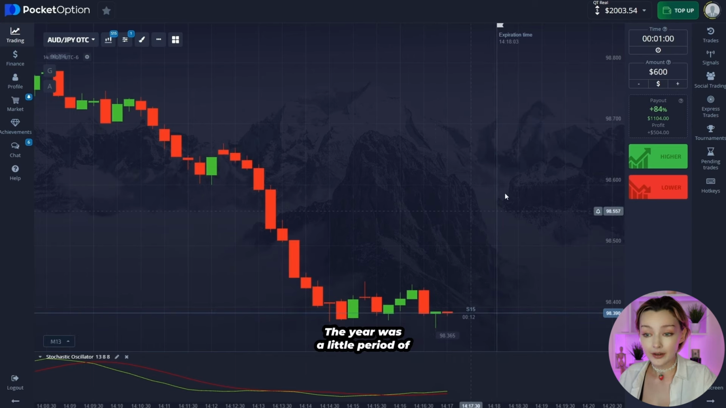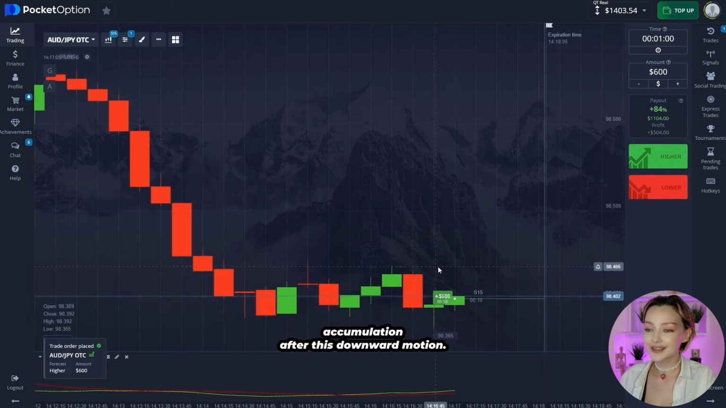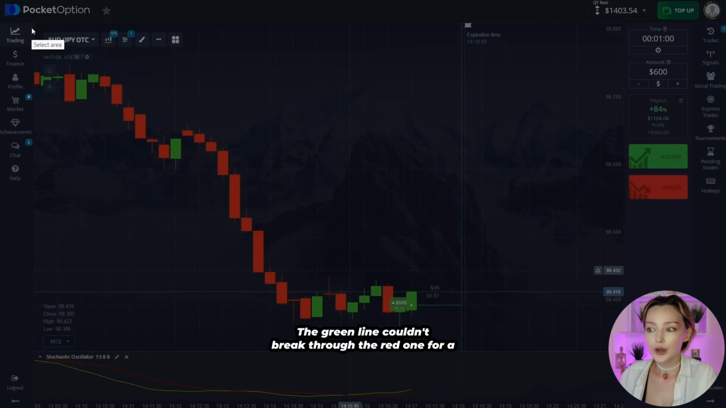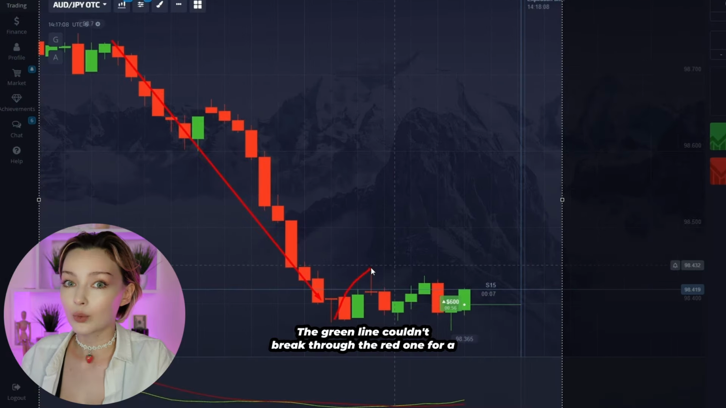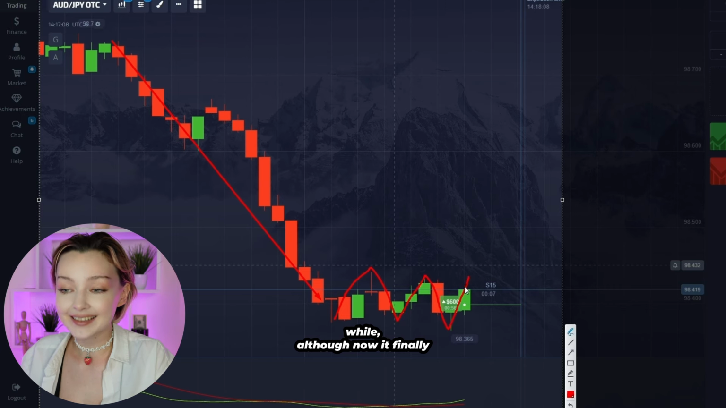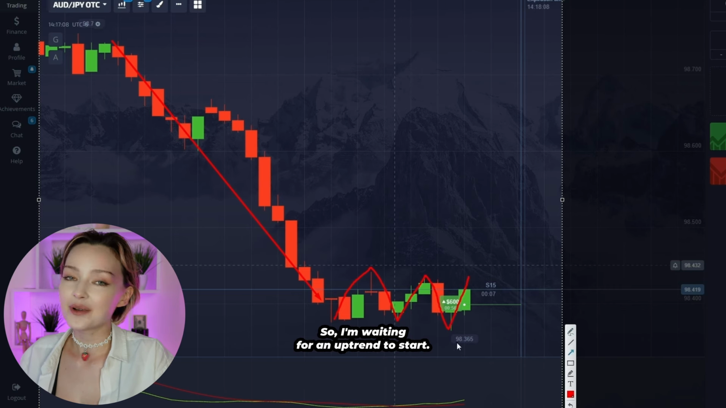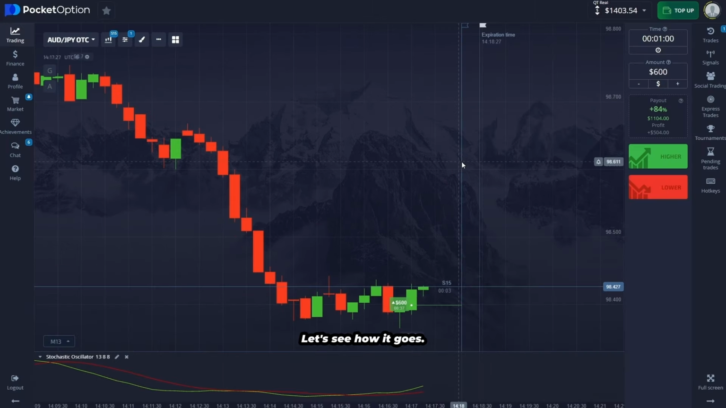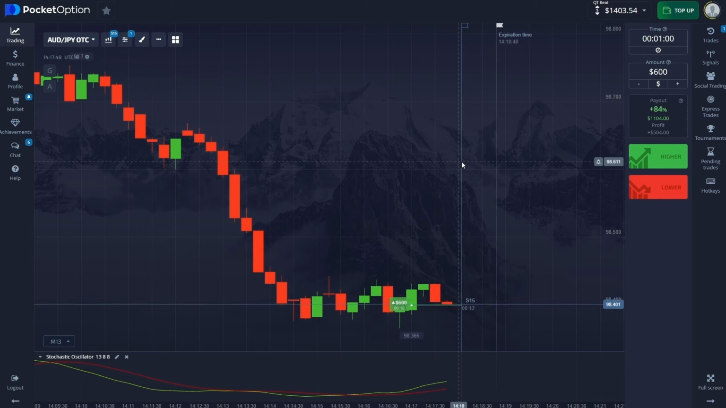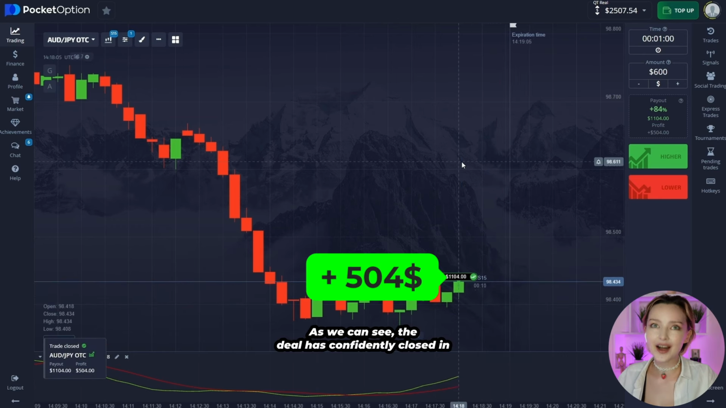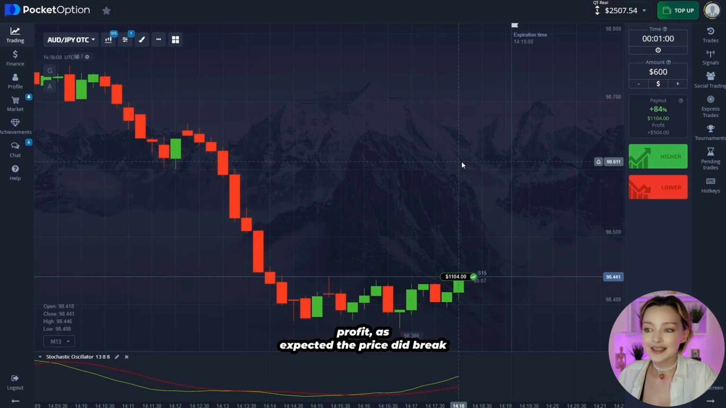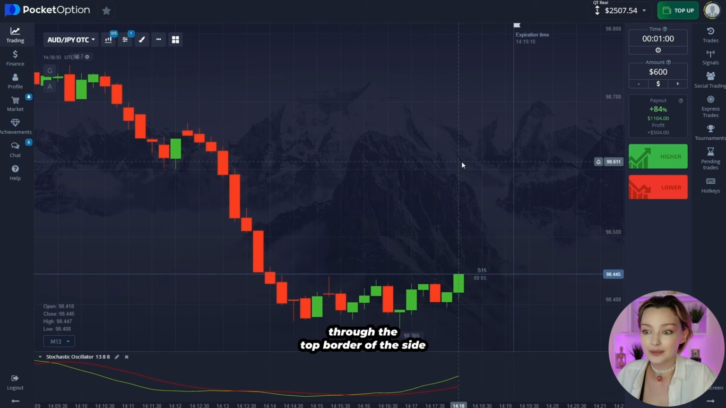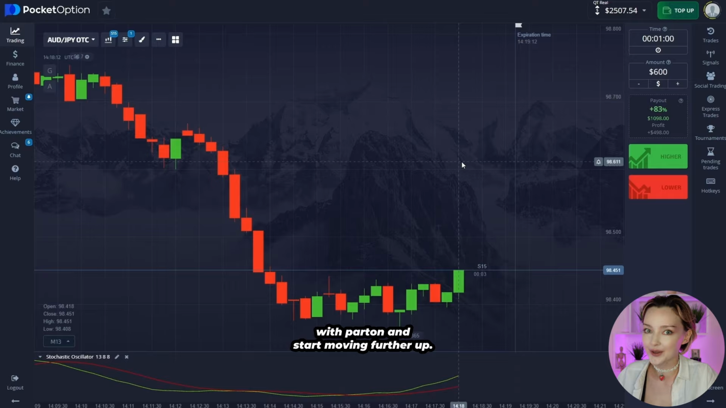There was a little period of accumulation after this downward motion. The green line couldn't break through the red one for a while, although now it finally managed to. So I'm waiting for an uptrend to start. Let's see how it goes. As we can see, the deal has confidently closed in profit. As expected, the price did break through the top border of the sideways pattern and started moving further up.